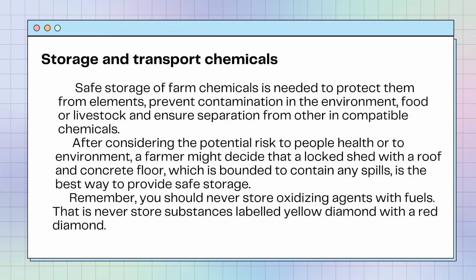Storage and transport of chemicals. Safe storage of farm chemicals is needed to protect them from the elements, prevent contamination of the environment, food or livestock, and ensure separation from other incompatible chemicals. After considering the potential risk to people's health or to the environment, a farmer might decide that a locked shed with a roof and concrete floor, which is bunded to contain any spills, is the best way to provide safe storage. Remember, you should never store oxidizing agents with fuels. That is, never store substances labeled with a yellow diamond with a red diamond.